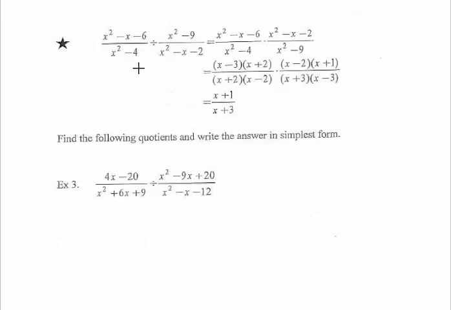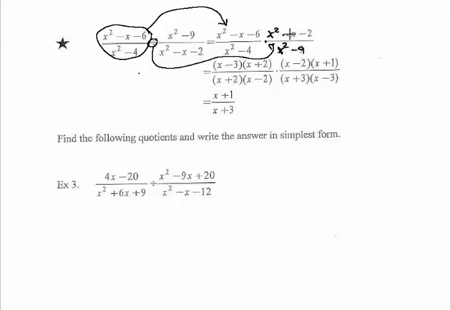Now, with our rational expressions, the polynomials, we see that the first rational expression stays the same. Division is transformed into multiplication, and now the second rational expression is flipped. We have x squared minus 9 going to the bottom, and x squared minus x minus 2 going to the top.